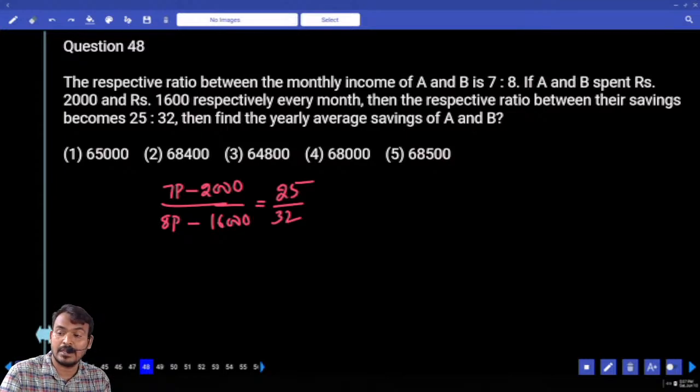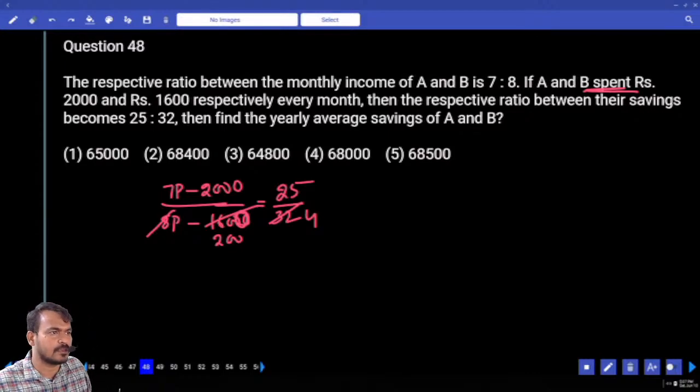Income minus spending. Income minus expenditure equal to saving. 8 how many times denominator? 1 time. 200 times. It is 1,600, not 16,000. 200 times. 8 how many times? 4 times, sir.